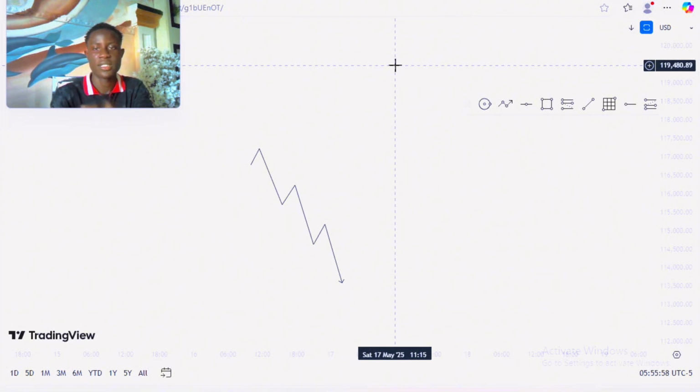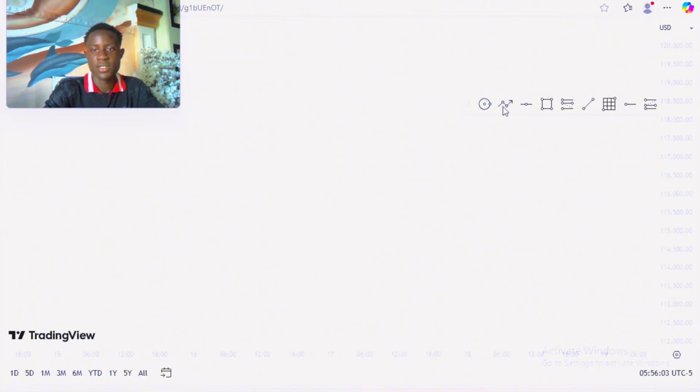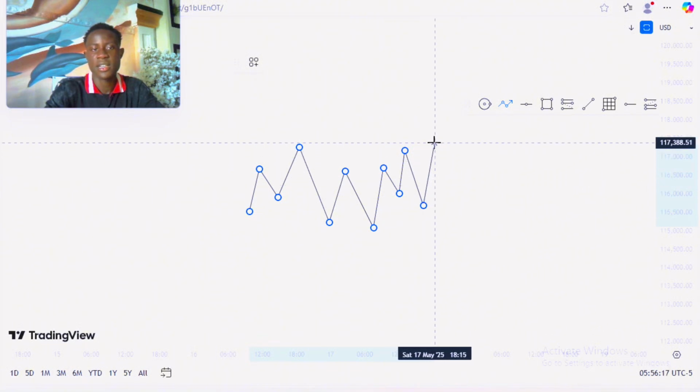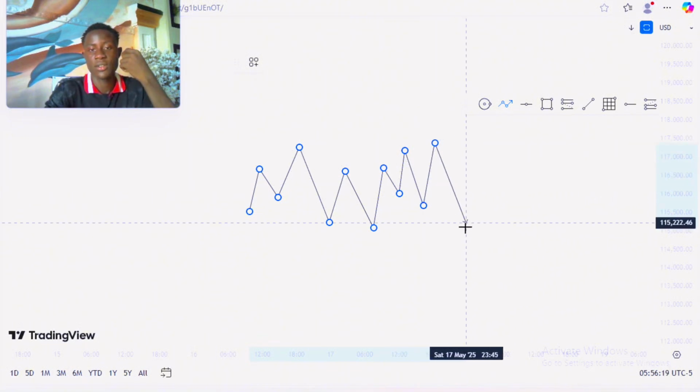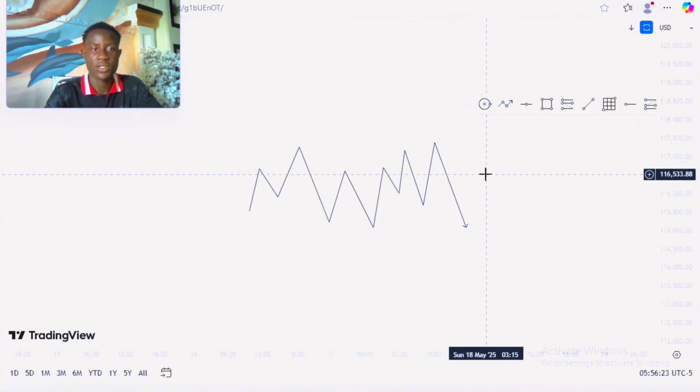The uptrend, the downtrend, and the next is the ranging market. In this kind of market, the price is neither going up nor going down, so it's just ranging. Sometimes we call it consolidation. This is called accumulation, consolidation, or a ranging market.